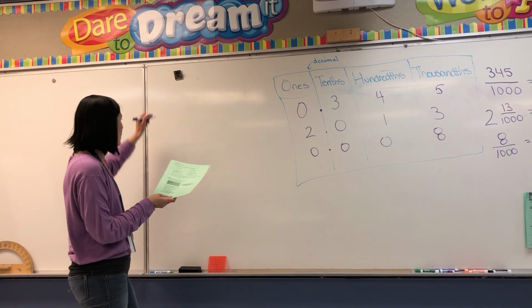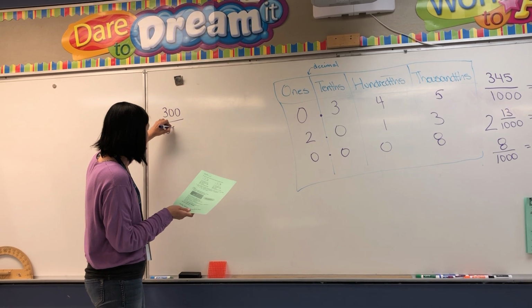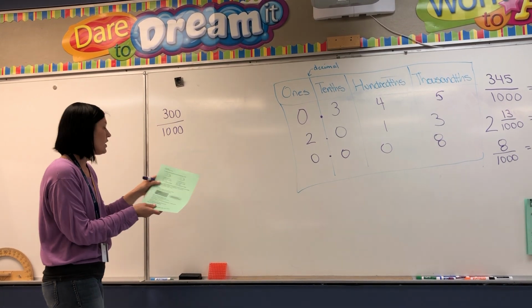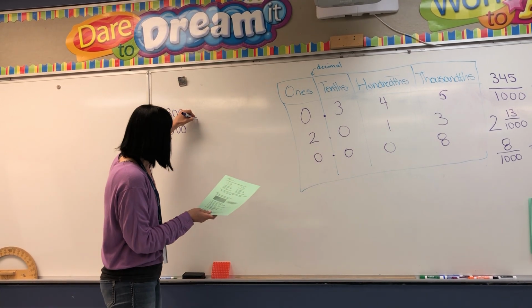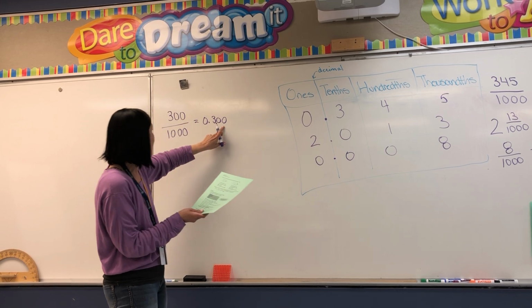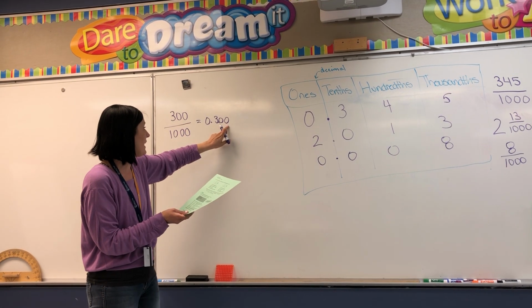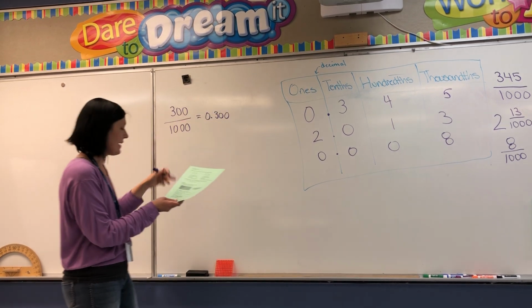300 out of 1,000 squares shaded in. So to show that as a decimal, we have 300 thousandths. So our last number has to land in the thousandths place. So that's our decimal right there.